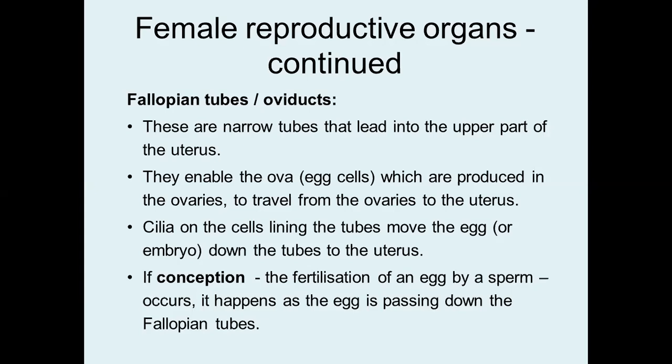If the egg cell is fertilized by a sperm cell, then it normally occurs as the egg is passing down the fallopian tubes. And remember, I said to you, it normally occurs actually quite early on in, well, not early on, quite close towards the actual ovary.